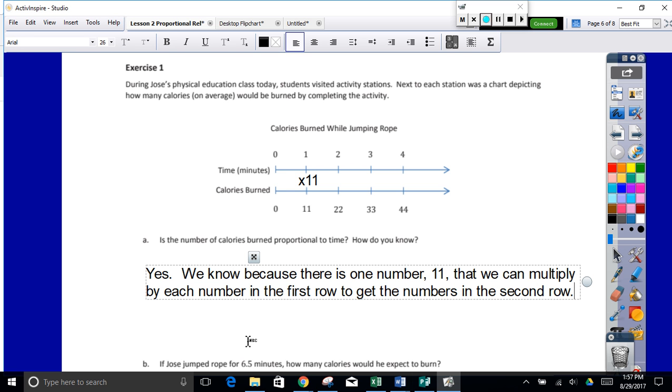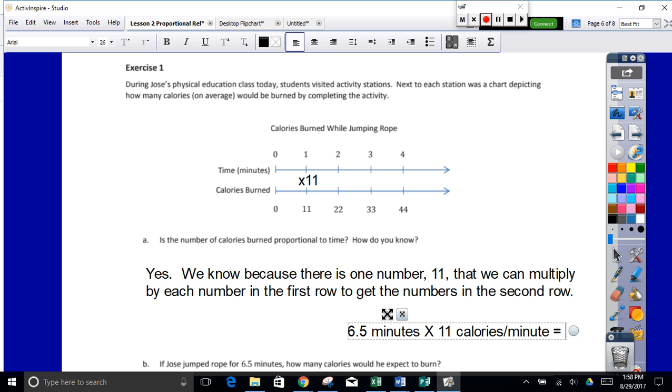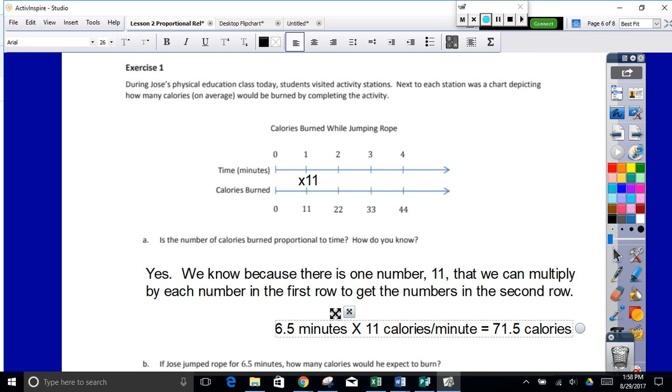Okay, then down below it says if Jose jumped rope for 6.5 minutes, how many calories would he expect to burn? Well, we know that he burns 11 calories in a minute, so we need to take the number 6.5 and multiply by 11. 6.5 minutes times 11 calories per minute, and we get an answer of 71.5 calories.